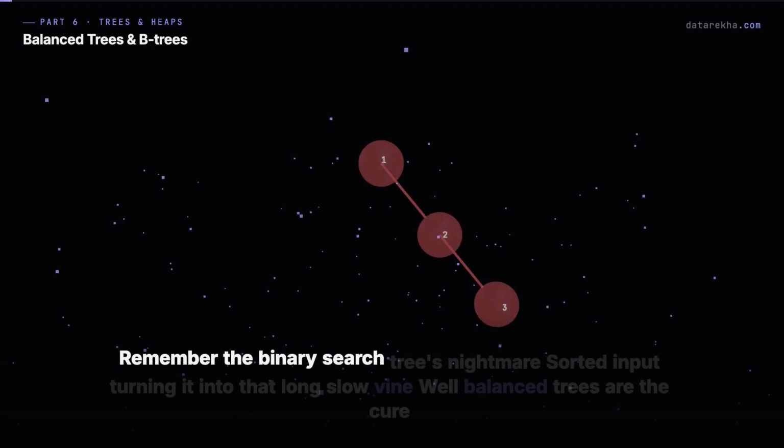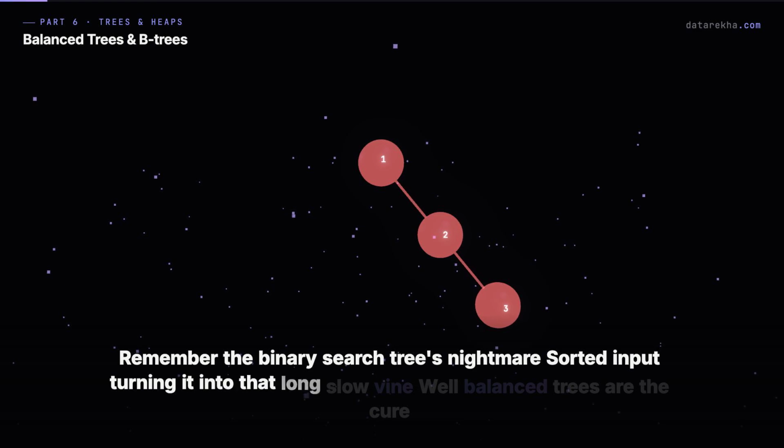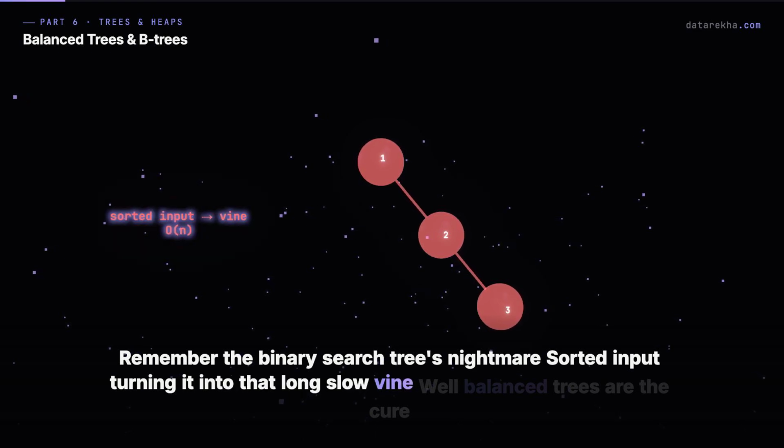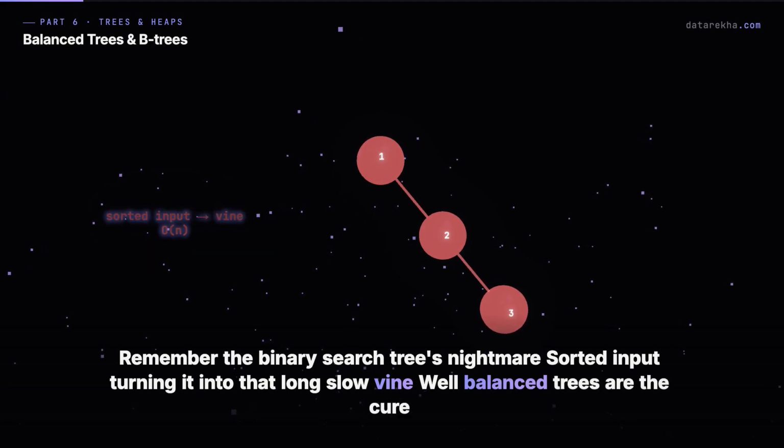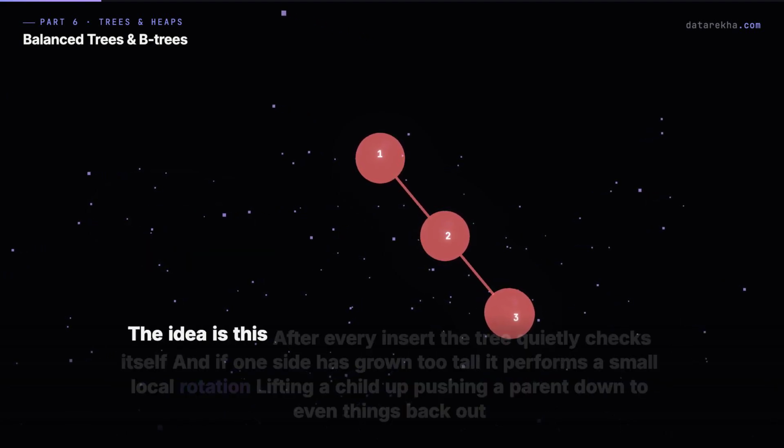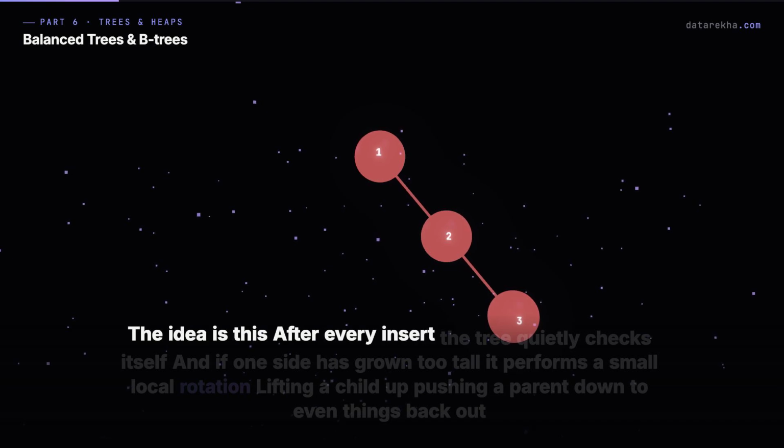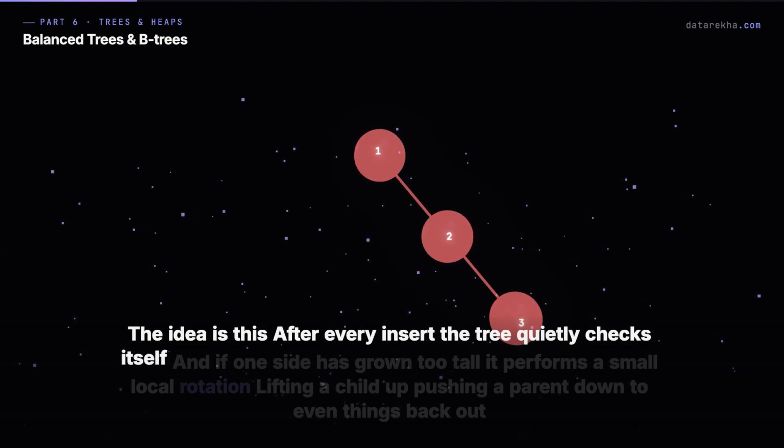Remember the binary search tree's nightmare? Sorted input, turning it into that long, slow whine? Well, balanced trees are the cure. The idea is this. After every insert, the tree quietly checks itself.